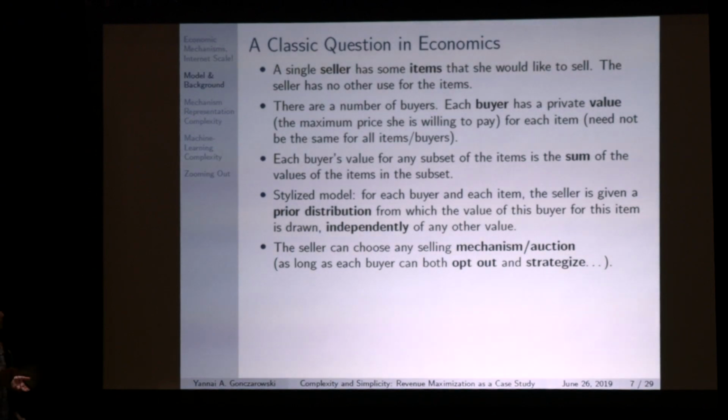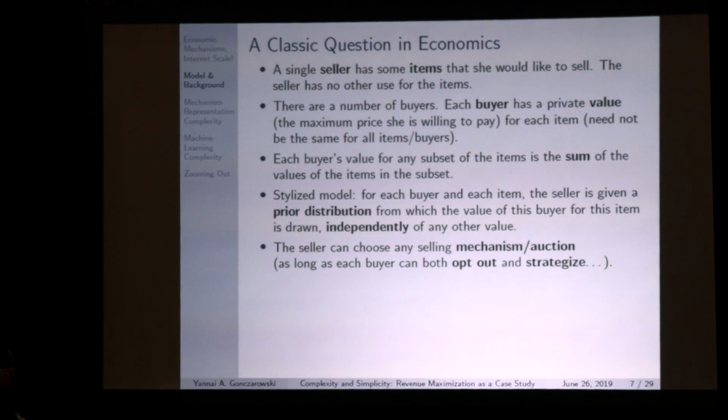Just for simplicity, each buyer's valuation is going to be additive. So her value for any subset of the items is going to be the sum of her values for the items in the subset. And we're going to work in a stylized model where for each buyer and each item, the seller is given a prior distribution from which the value of this buyer for this item is drawn. And throughout this talk, this distribution is going to be independent for the different buyers and the different items.